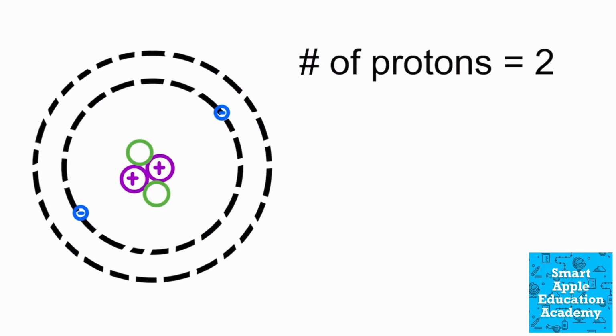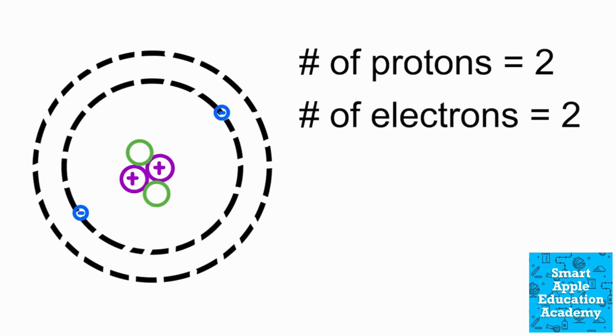How about electrons? Remember, electrons are the ones that are negatively charged. If I look at the diagram, I can see that there are particles marked with minus signs. How many electrons are there? There are 2 electrons.